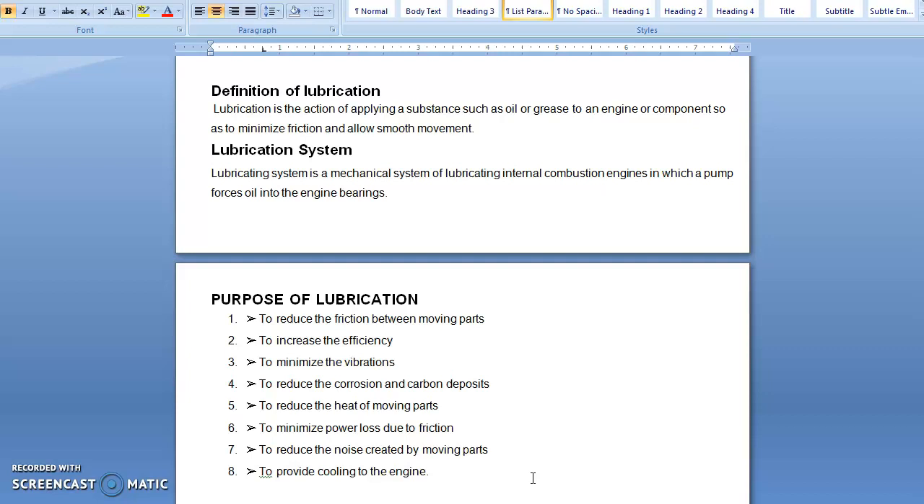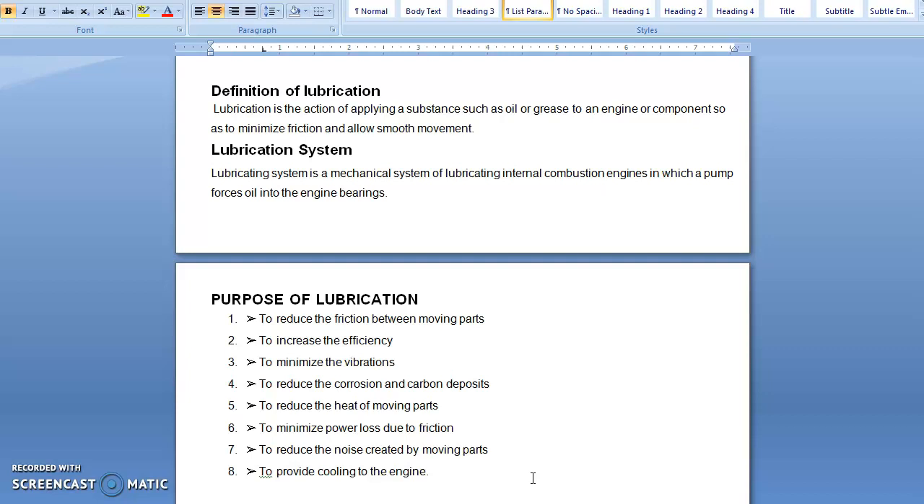So the main function of this lubrication is to minimize the friction. Lubrication system is a mechanical system of lubricating internal combustion engines in which a pump forces the oil into the engine bearings. Now let us discuss what is the purpose of lubrication, or what is the function of lubrication. One by one we are going to discuss it.